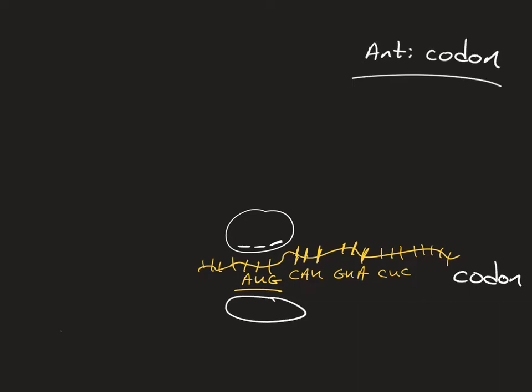So if you have AUG, what are the three that you'd expect to see in this ribosome? I'm sorry, I can't hear you. UAC, right? UAC is correct. That's what you'd expect to see.